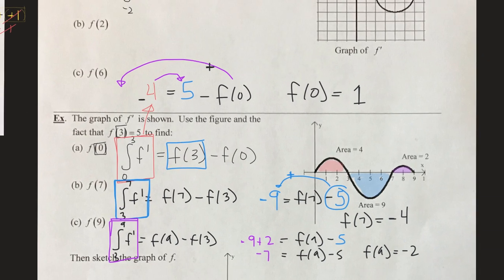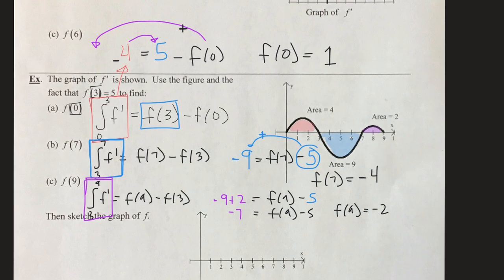So the last thing we do, we're going to plot this. It says, go ahead and sketch a graph. So let's do that. When x is 0, y is 1. When x is 3, y is 5. That's f of 3 equals 5. When x is 7, y is -4. Sorry. And when x is 9, y is -2.